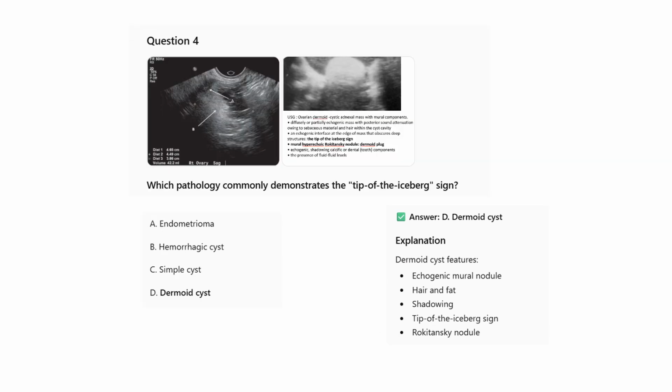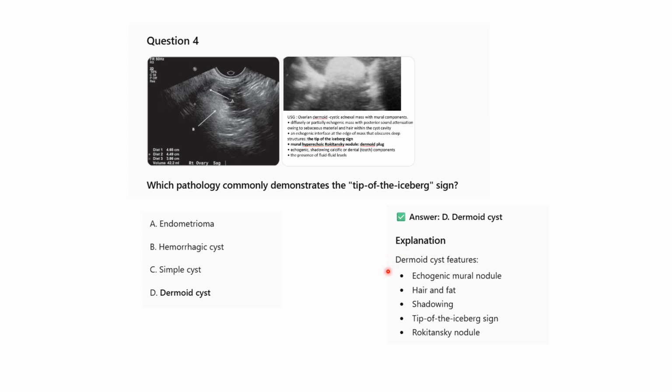So question number 4, which pathology commonly demonstrates the tip of the iceberg? So you can see here we have a lesion. A. Endometrioma. B. Hemorrhagic cyst. C. Simple cyst. D. Dermoid cyst. So this is the Rokitansky nodule that we have, with posterior acoustic shadowing there. So the answer is D, which is a dermoid cyst.